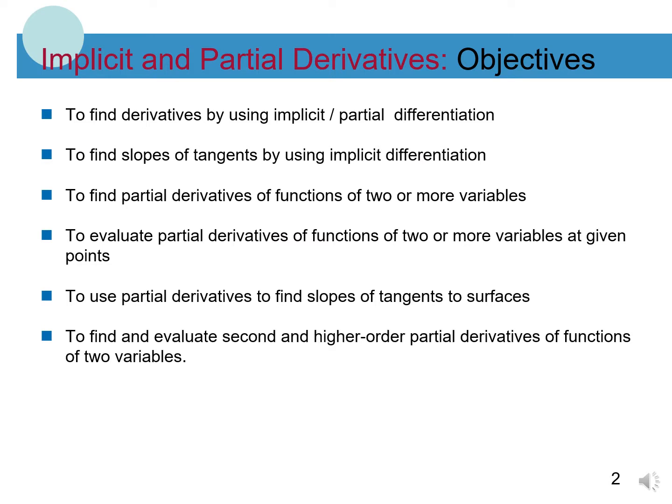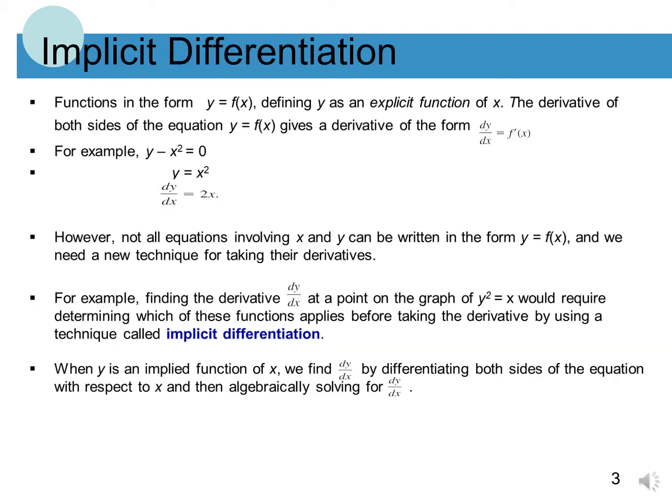So the objectives of this lecture are to find derivatives by using implicit or partial differentiation, to find slopes of tangents by using implicit differentiation, to find partial derivatives of functions of two or more variables, to evaluate partial derivatives of functions of two or more variables at given points, to use partial derivatives to find slopes of tangents to surfaces, and the last one is to find and evaluate second and higher order partial derivatives of functions of two variables. So we start with the implicit differentiation discussion.